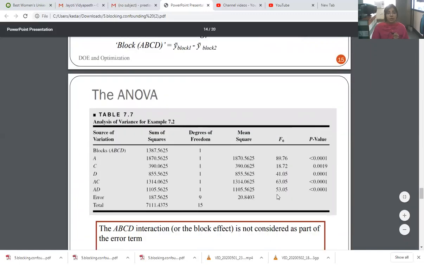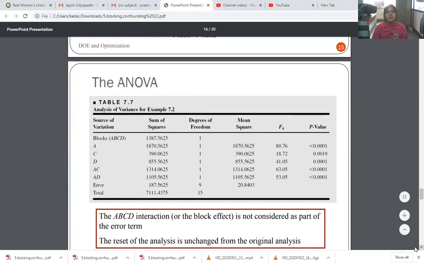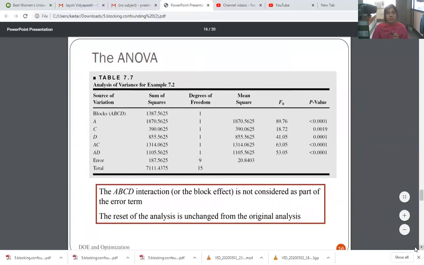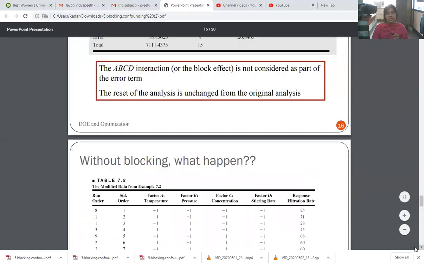Now we come to the ANOVA, analysis of variance, and its calculation. Source of variance, sum of squares, degrees of freedom, mean square, F0 and P value. The P value is calculated for the ANOVA. The ABCD interaction or block effect is not considered as part of the error. The rest of the analysis is unchanged from the original analysis without blocking. Sometimes, without blocking, what happens?